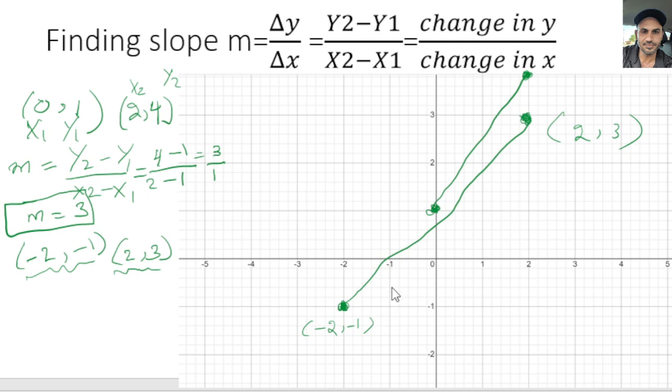We're going to use the same formula that we used before. The slope is m equals y2 minus y1 over x2 minus x1.